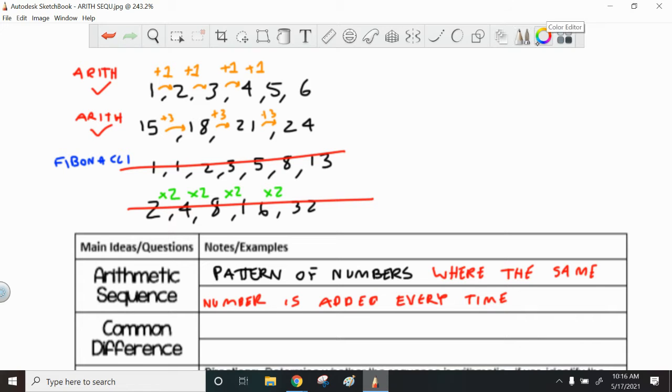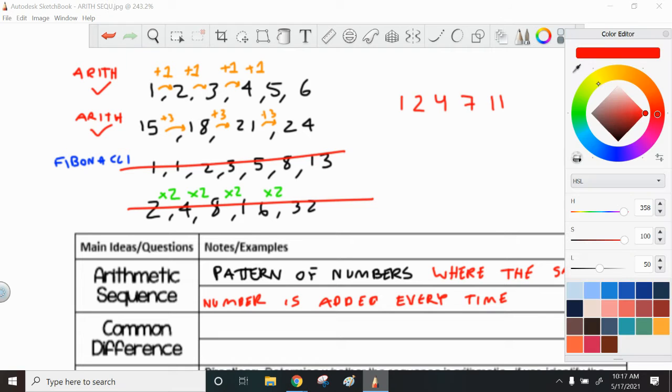If we have maybe a pattern like this, 1, 2, 4, 7, 11, right? It's not as easy to identify as a pattern. But here we're going to be adding 1, adding 2, adding 3, adding 4. It is an adding pattern, but we have to add the same exact number every time. So this does not count either.